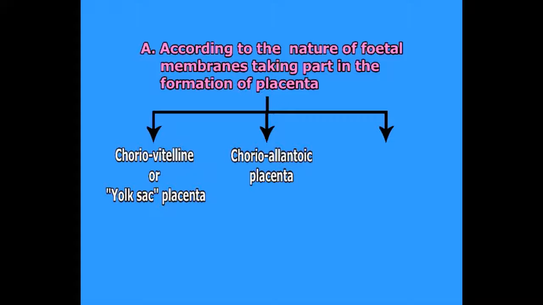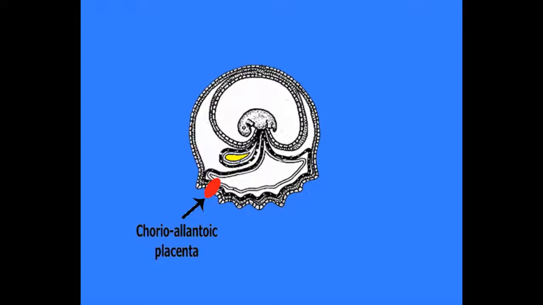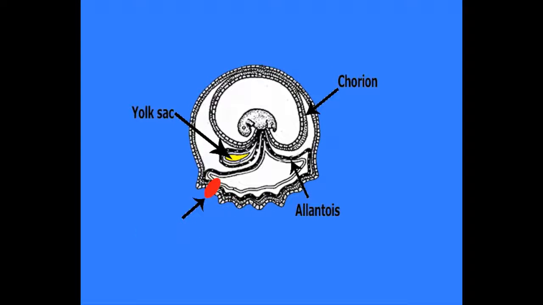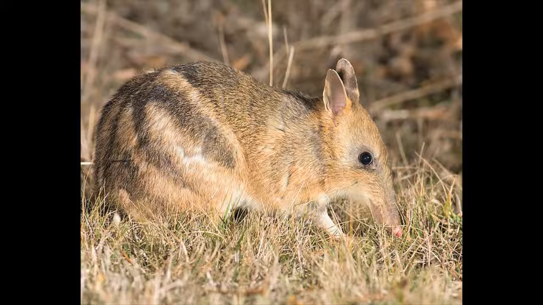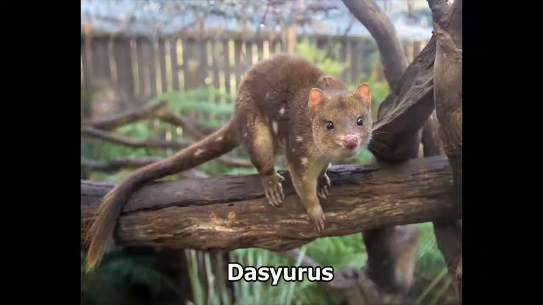Number 2. Chorioallantoic placenta. In chorioallantoic placenta, the yolk sac remains undeveloped. The fusion found between the uterine wall and the embryo is lined by chorion and allantois. So, allantois furnishes the chorionic circulation. Since the placenta is formed of chorion and allantois, it is termed as chorioallantoic placenta. Example is provided by Perameles and Dasyurus.